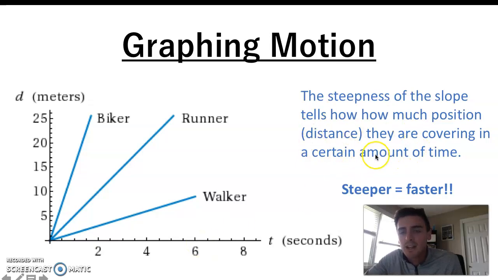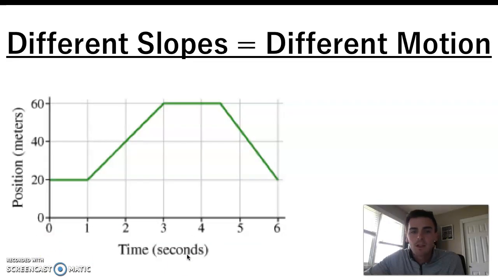What we have to understand here is that how steep these lines are tells us how much distance or position they are covering in a certain amount of time. The steeper the line is, the less time they take to go that distance, and if you go the same distance in less time, that means you're moving faster. A very steep line would mean something's moving very fast, whereas the closer it gets to being flat, the less distance they cover in a long time, which means they're moving slower away from the origin.